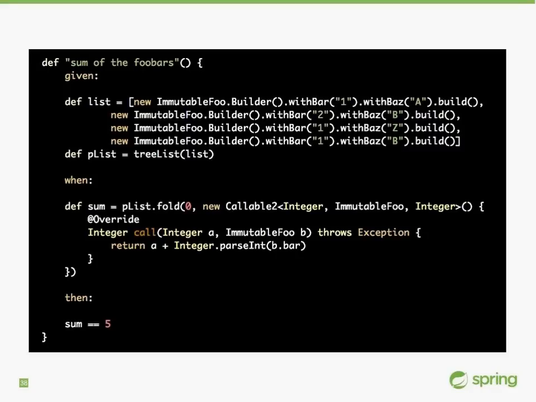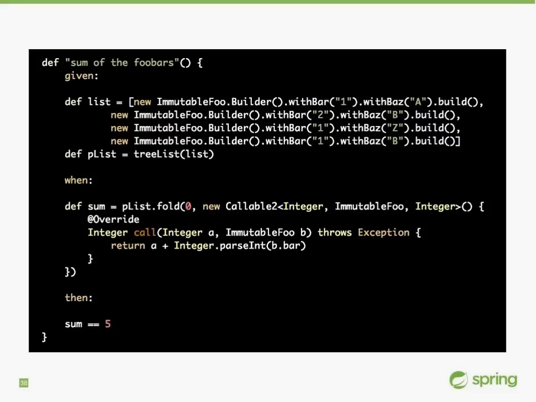Fold operation takes essentially 2 arguments. The first is a seed element. That seed element happens to be the identity operation associated with the function that we want to perform. So since we're going to do addition and the identity for addition is 0, that will be our seed value. And the second is a function that we want to call here, structured as a callable to. A callable to is just a function that will take 2 arguments and return a value. Those 2 arguments happen to be an integer and an immutable foo, and they'll return an integer.